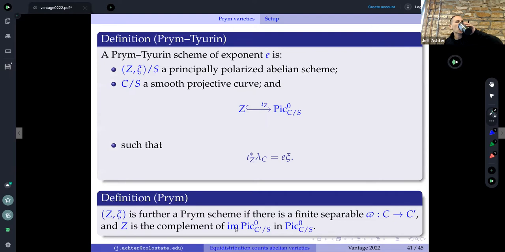A principally polarized abelian scheme is a Prym-Tyurin scheme if it shows up inside a Jacobian in such a way that when you pull back the polarization here, you get E times your favorite polarization. And it's called a Prym scheme if the reason this showed up is that Z is the complement in the Jacobian of C to the Jacobian of some other curve which showed up in this way.